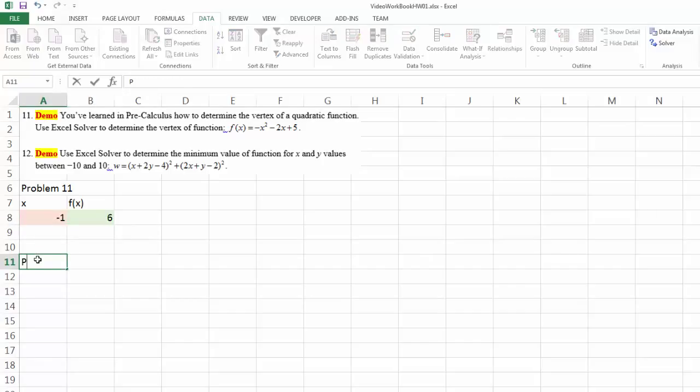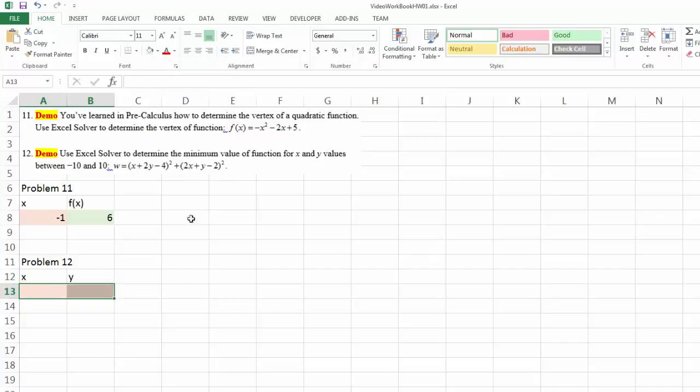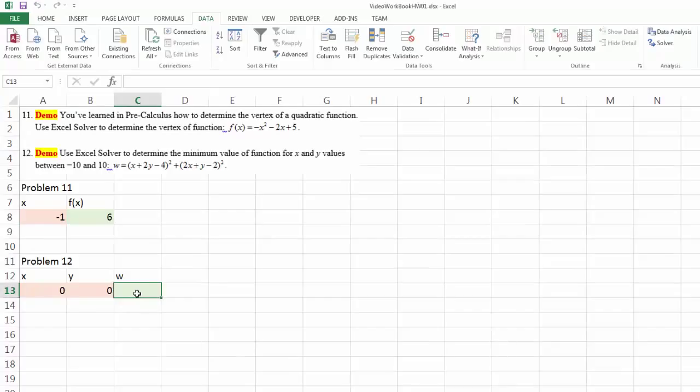For problem 12, we have a function w that depends on two different variables, x and y. So I now have two inputs, and I want to determine the minimum value of w within a reasonable range, when x and y are both between -10 and +10. So very similarly, let me get some x, y values: 0, 0, always good to start. And let me calculate my w value according to this equation.